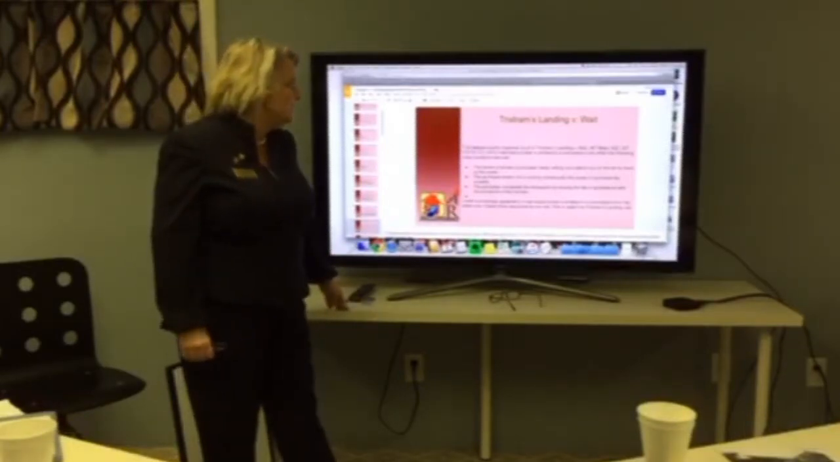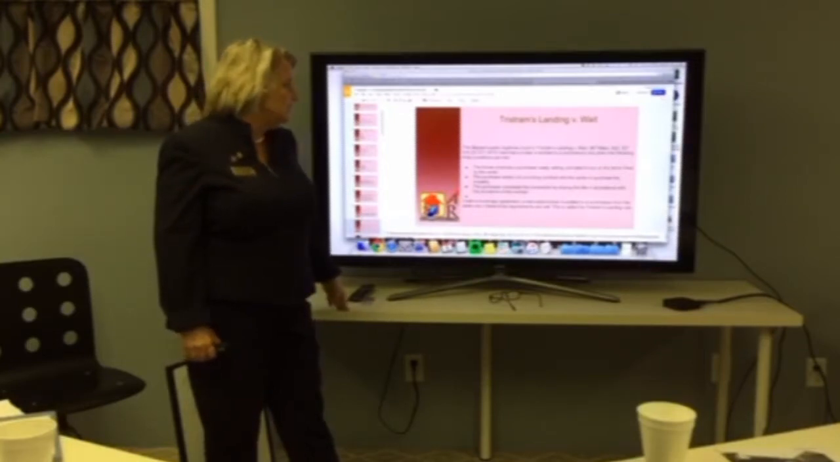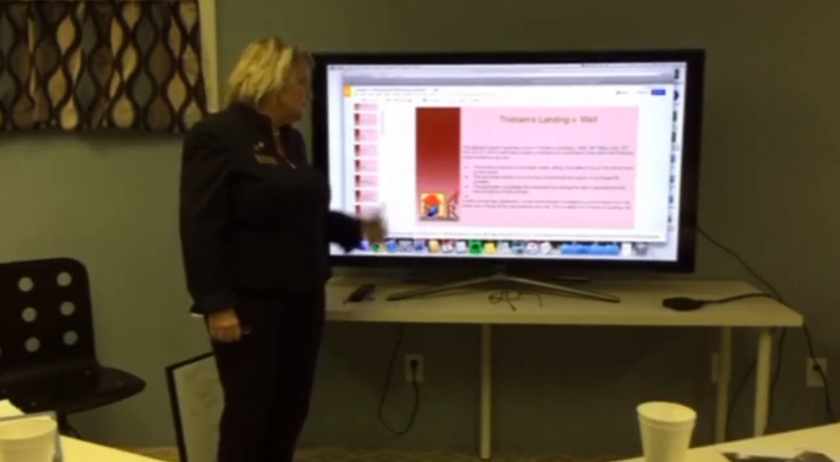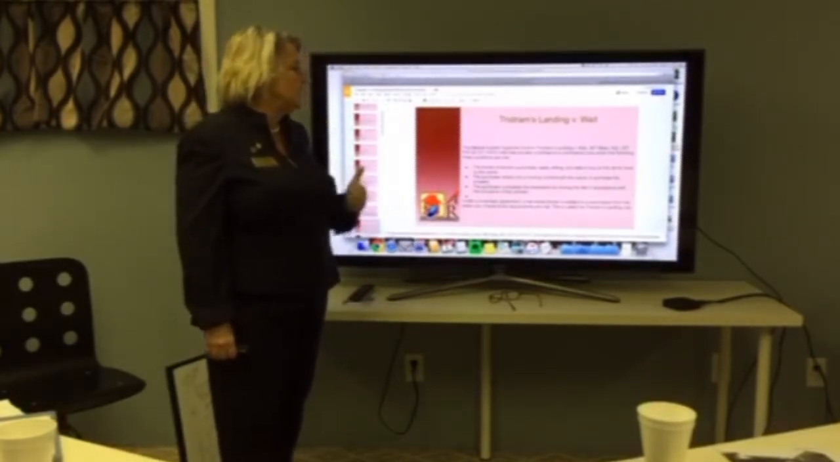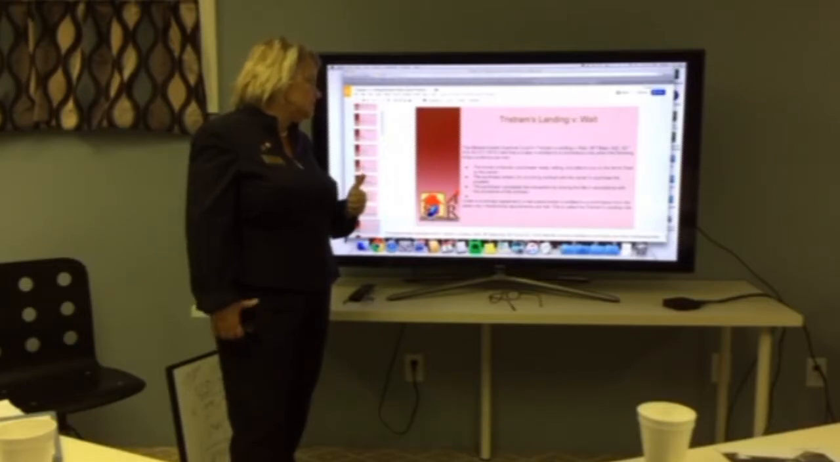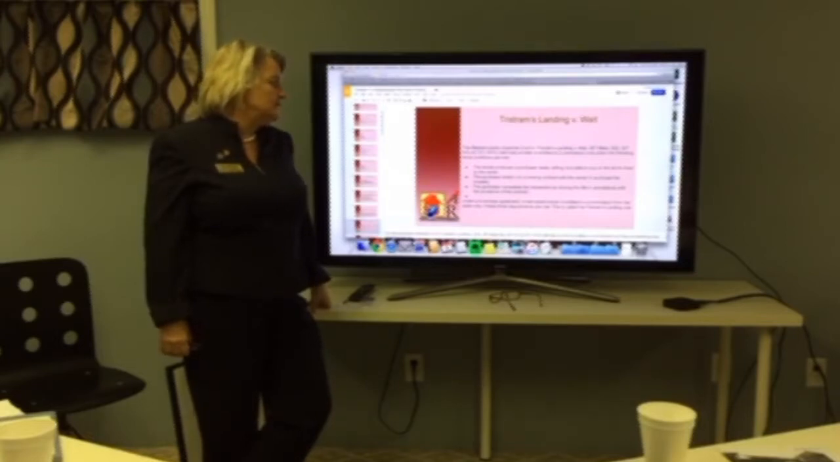Okay. Tristram's Landing versus Waite. Tristram's Landing is one of the landmark cases: the broker is entitled to a commission only when the following three conditions are met. The broker produces a purchaser ready, willing, and able to buy on the terms fixed by the owner. The purchaser enters into a binding contract with the owner to purchase the property, and the purchaser completes the transaction by closing the title in accordance with the provisions of the contract. Under a brokerage agreement, the real estate broker is entitled to a commission from the seller only if these three requirements are met. This is called the Tristram's Landing Rule.